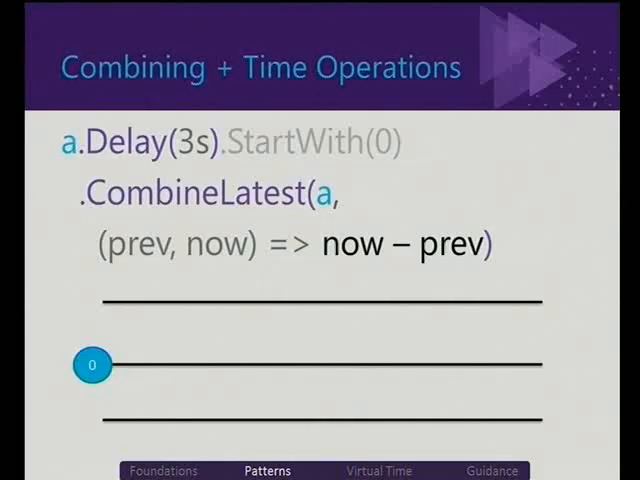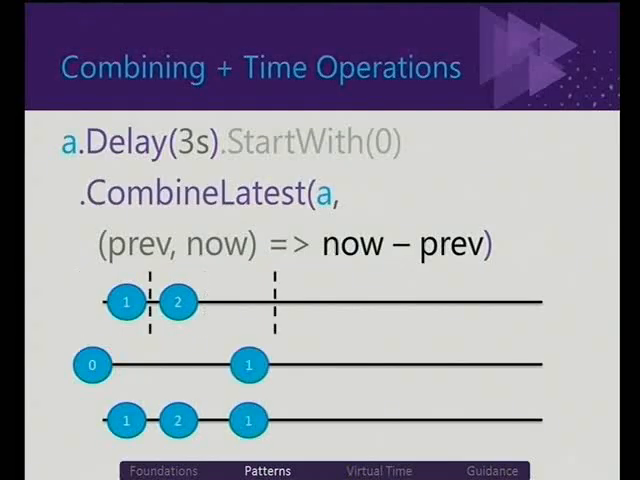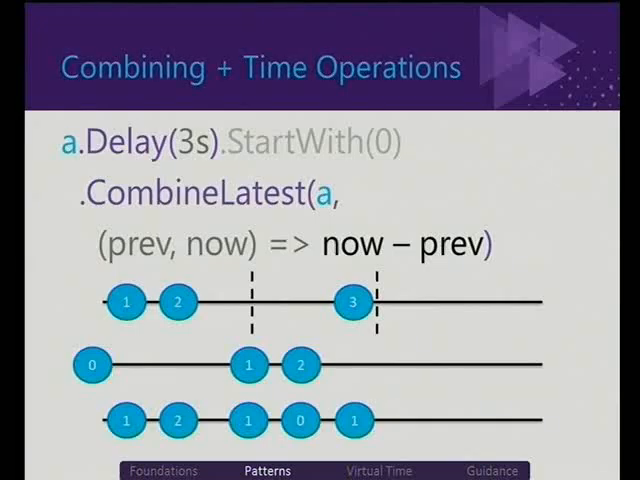So time's ticking. First item comes through, actually from over there. It doesn't have to come from over there. It can come from over here. Comes from A. Another item comes from A. Now the delayed item comes from the left-hand side of combine latest. Then the other delayed item. And then another one comes in from A. And then a delayed item.